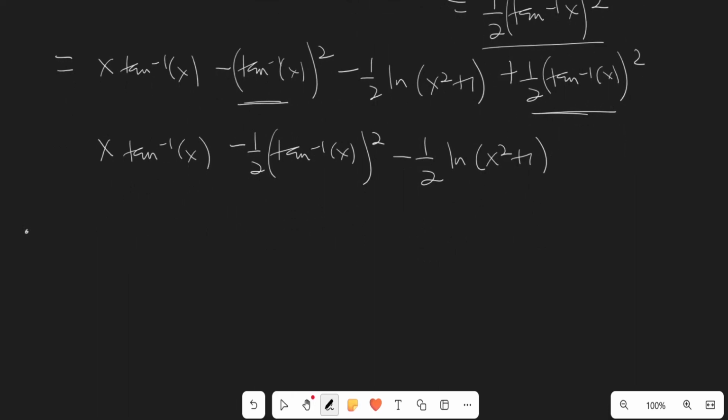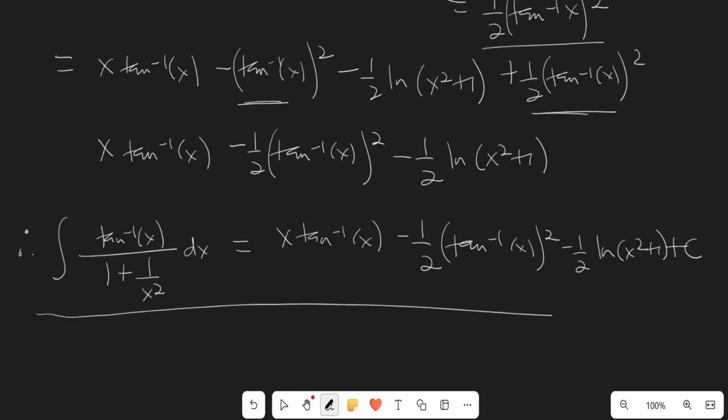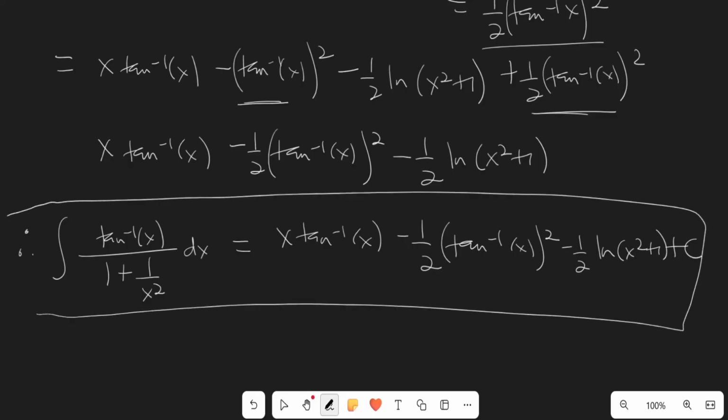So in the end, our integral, which is the integral of tan inverse of x all over 1 plus 1 over x squared dx, can be simplified to x tan inverse of x minus 1/2 tan inverse of x all squared minus 1/2 natural logarithm of x squared plus 1 plus the constant of integration. So this is the value of this integral. So that's it. That's how to solve it.